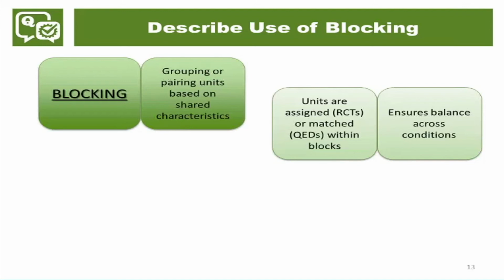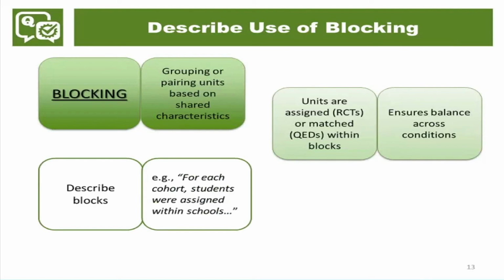And this approach ensures that the treatment and comparison groups are balanced on the characteristics that are used to define the block. So you're able to ensure that whatever these characteristics are that might be related to outcomes are balanced across the groups. So when you're describing your study design, be sure to describe the blocks if they're used. So for example, if students are assigned to conditions within schools, then schools are the blocks. And if that happens for multiple cohorts, then you have blocks that are defined by cohorts and schools.